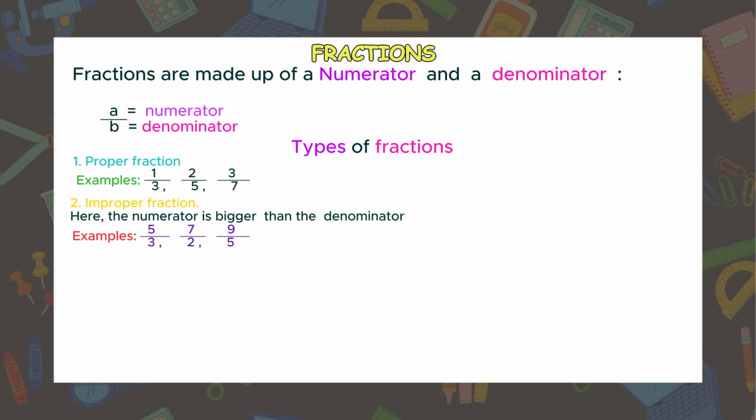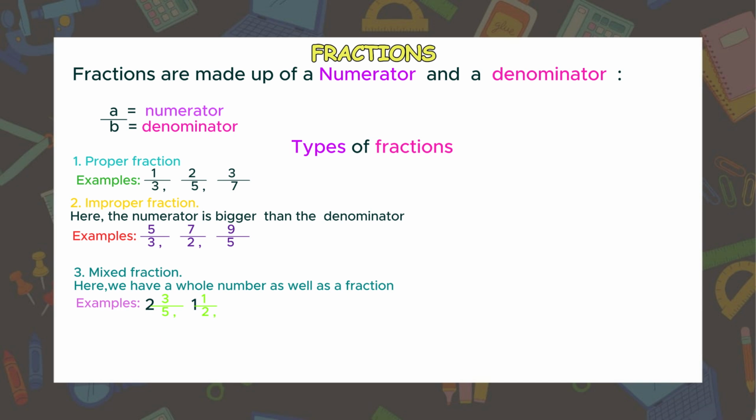Then we also have mixed fractions. In the case of a mixed fraction, we have a whole number and a fraction. What do I mean by that? For example, when we have 2 whole number, 3 over 5, this is a typical example of a mixed fraction. Or when we have 1 whole number, then 1 over 2, an example of a mixed fraction.